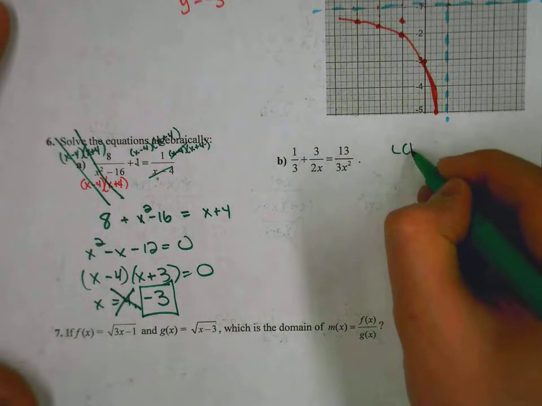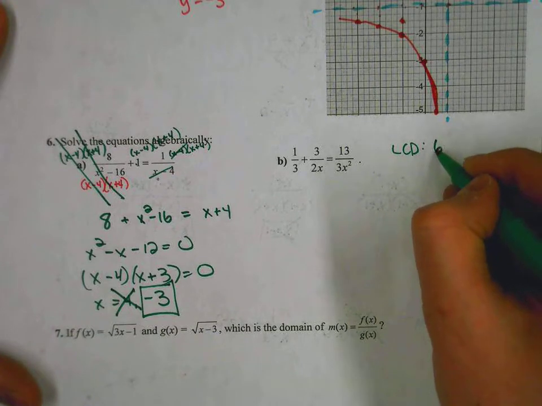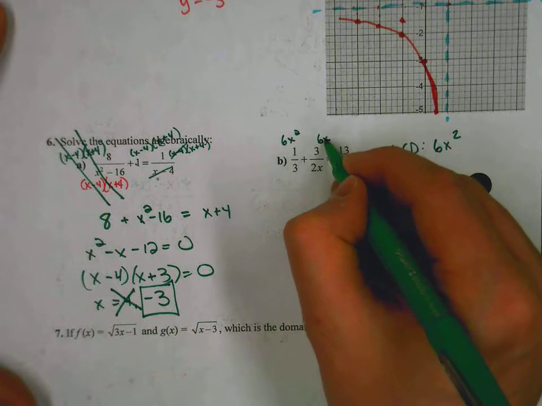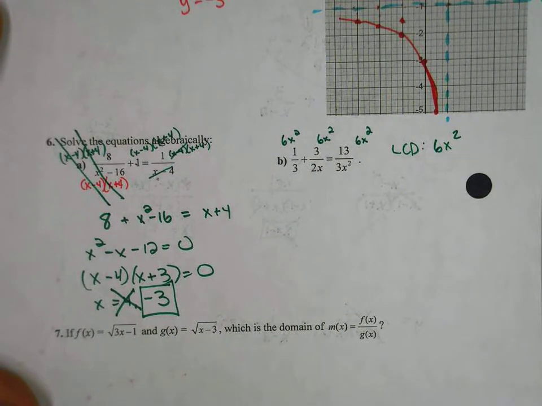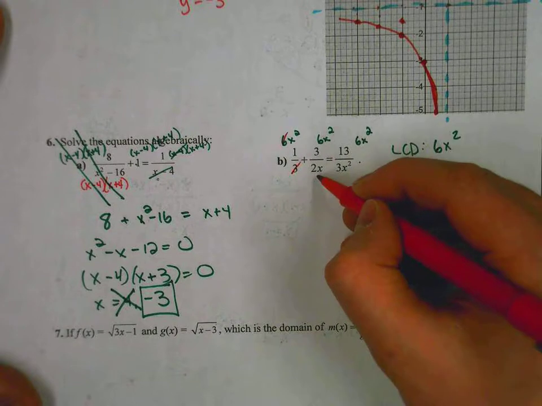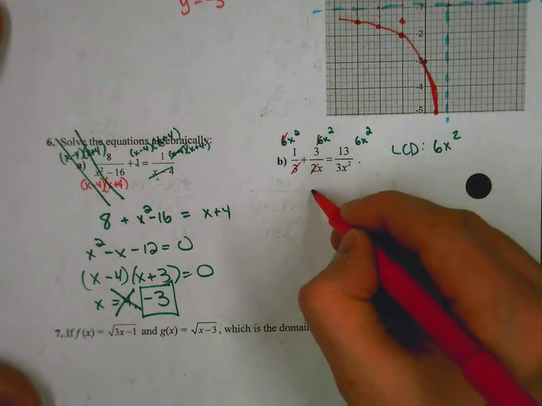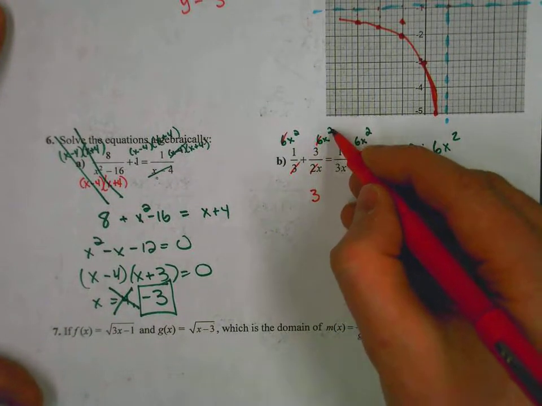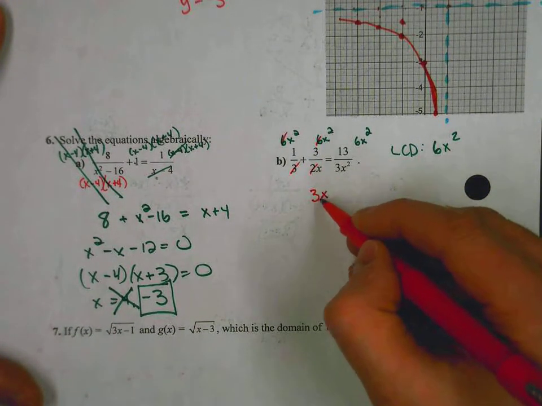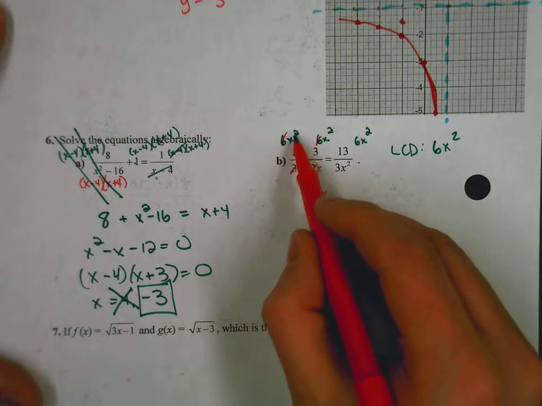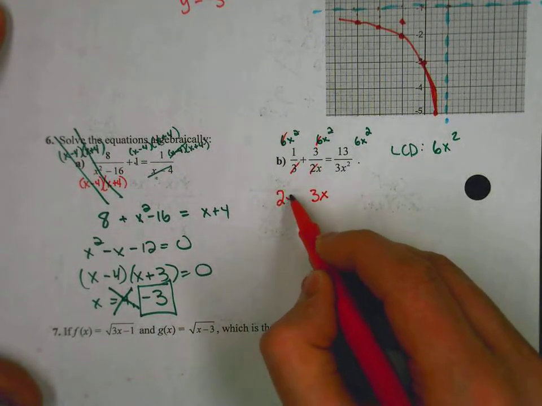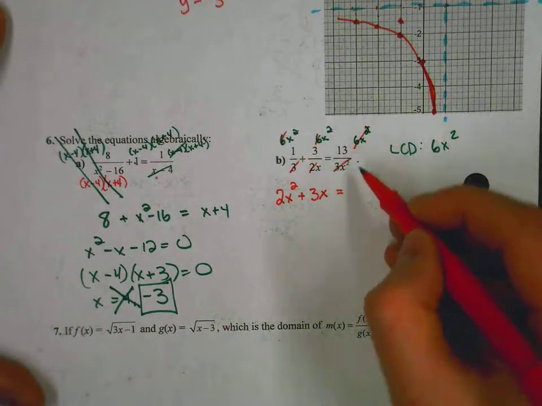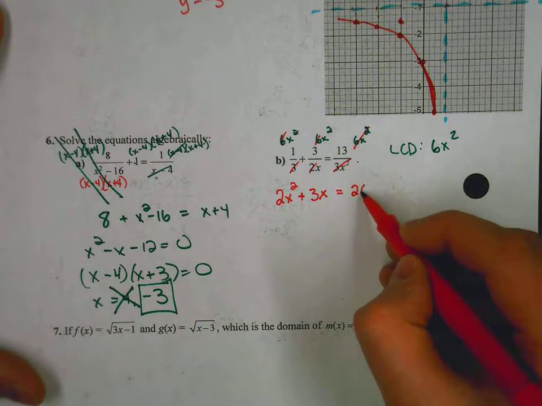For letter B, your lowest common denominator needs a 6, and it needs an x squared. You introduce your 6x squared on every top, and this should cancel out all of your denominators. The 3 and the 6, the 2 and the 6 makes a 3. I should cancel these a little bit more clearly. The 6x squared and the 2x leaves us with a 3x. Going back, the 6x squared and the 3 leaves us with a 2x squared. And on the far right, it all cancels, leaving us with a 2 and the 13.